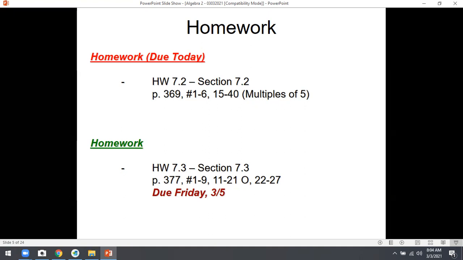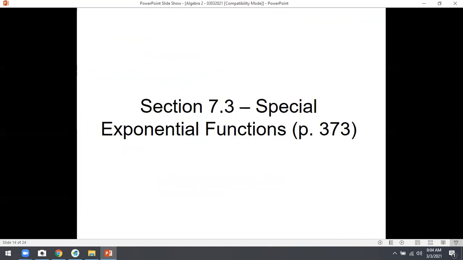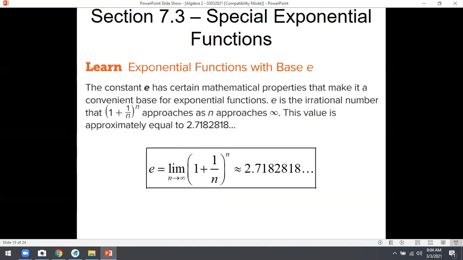Comes up a lot. All right, notes. Here we go. This is section 7.3. It's titled Special Exponential Functions. Let's see what's so special about that. All right, here is the definition of e. Take a minute and copy it down.